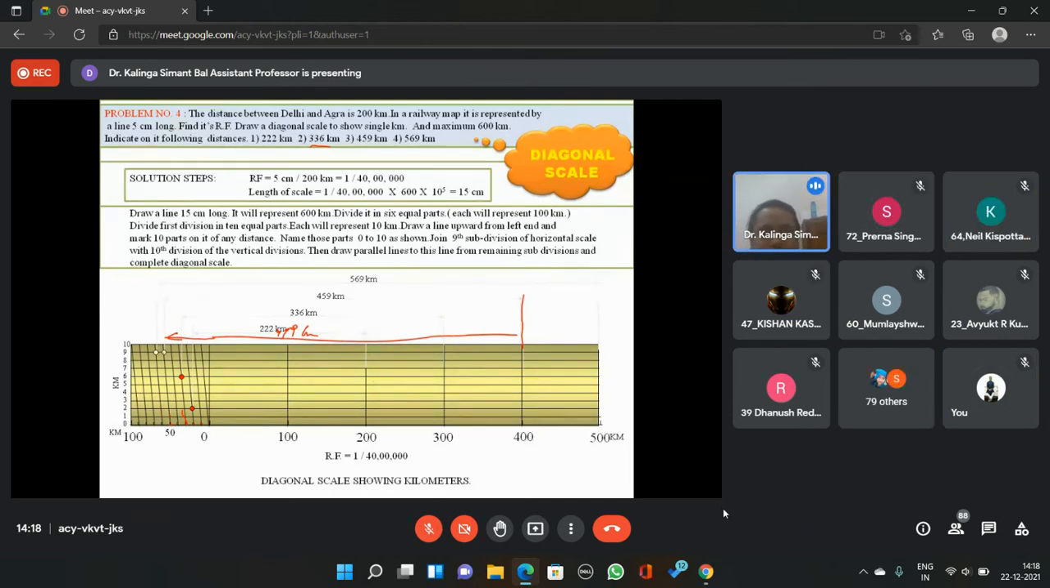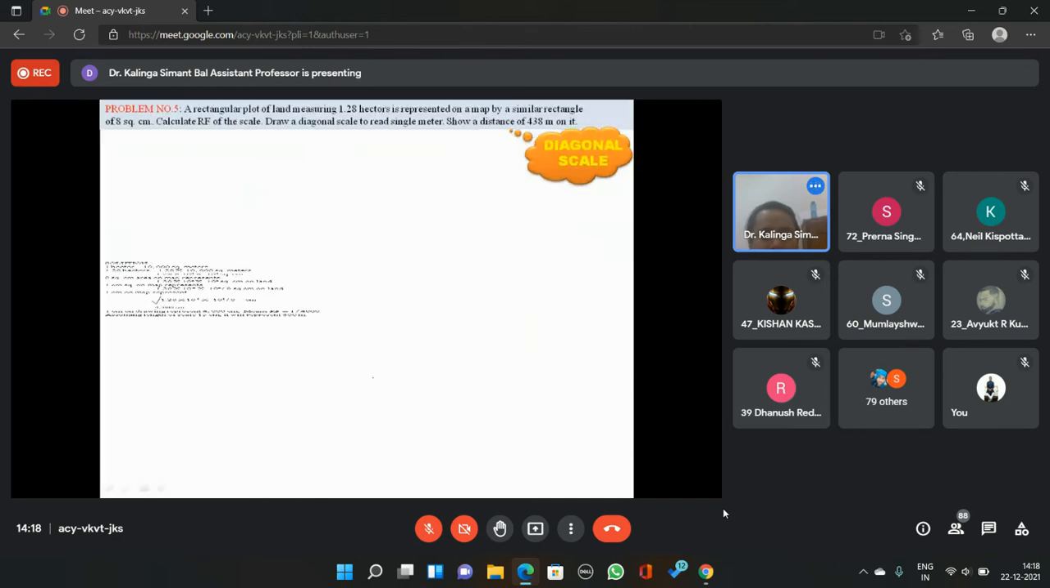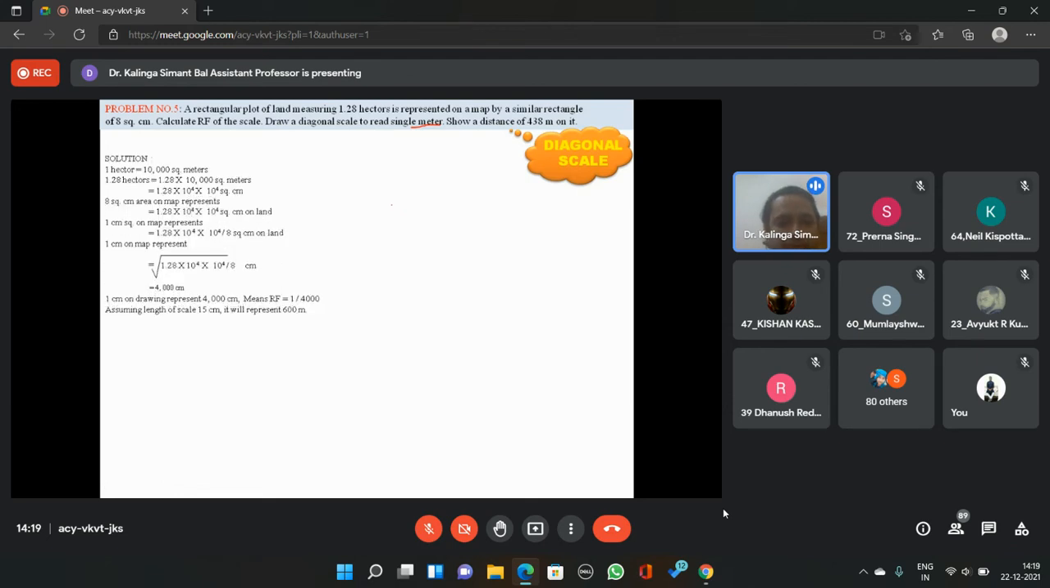In the same way, there is another problem. A rectangular plot of land measuring 1.28 hectare is represented on a map by a similar rectangle of 8 square centimeters. We have to calculate the RF of the scale. Also, we have to draw the diagonal scale to read a single meter length, and show a distance of 438 meters on it. So using the same concept, first we have to convert the hectare into centimeter form.